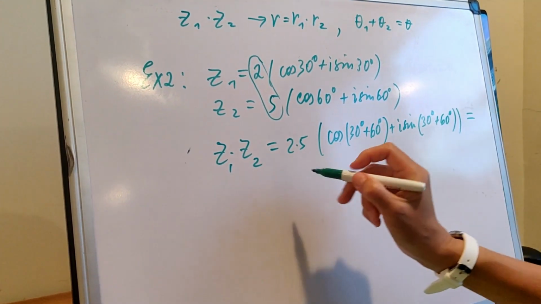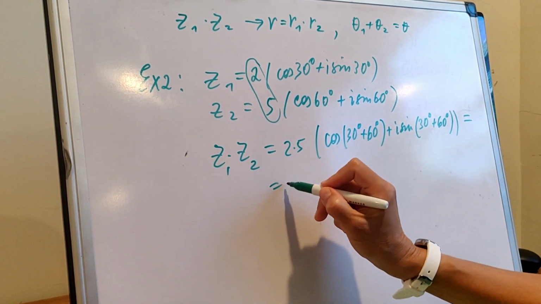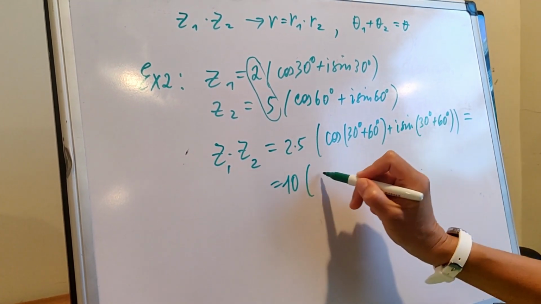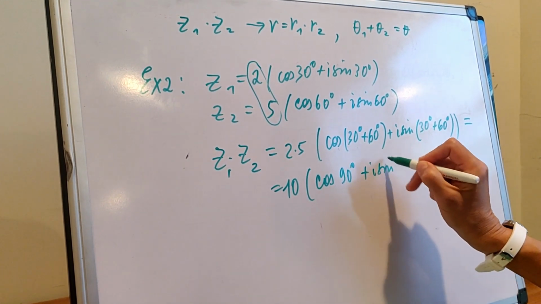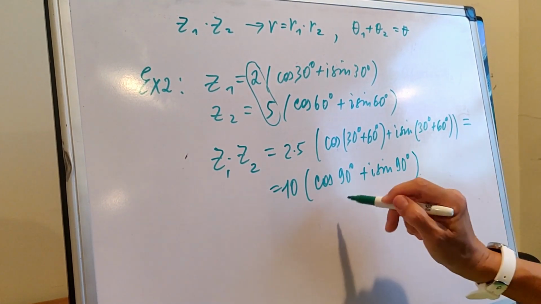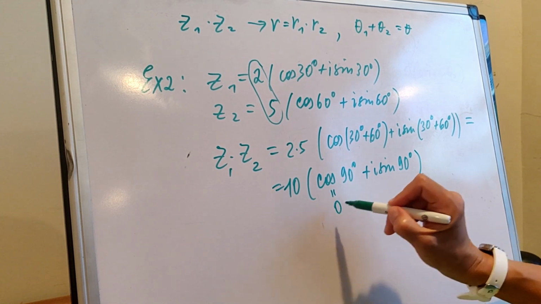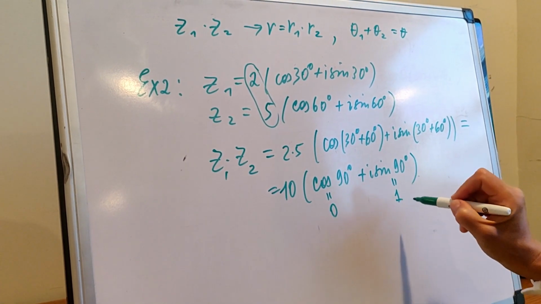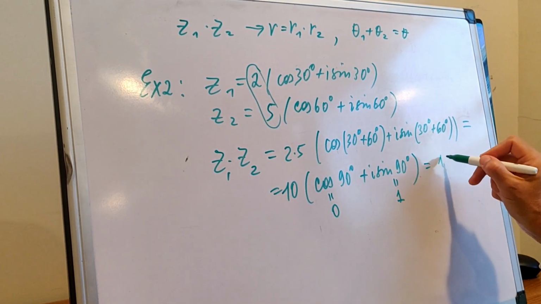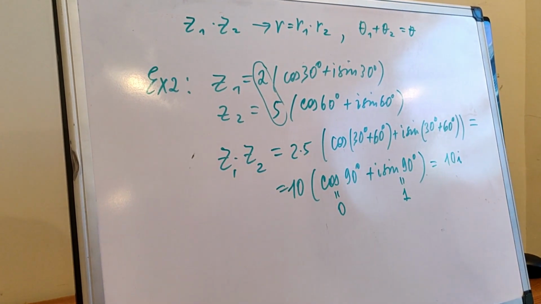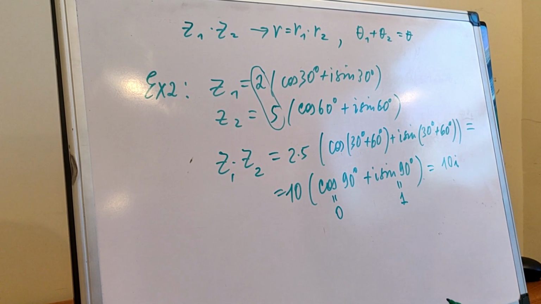I'm going to simplify this expression a little bit. 2 multiplied by 5 is 10. Here I'm going to have cosine of 90 degrees and i sine of 90 degrees. Everyone remember that cosine of 90 degrees is 0 and the sine of 90 degrees is 1. So if I multiply everything after that, I'm going to get my final answer, 10i. And that was not very difficult to do, right?